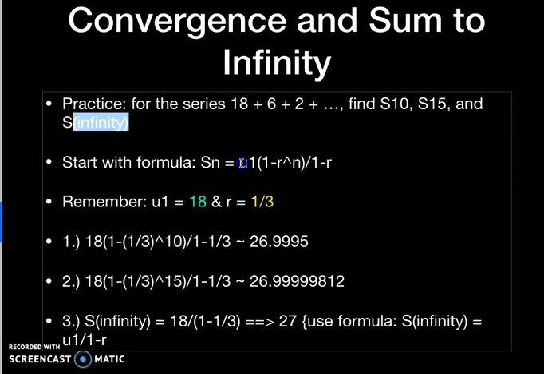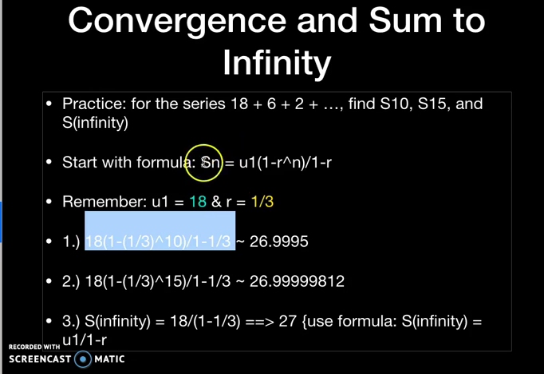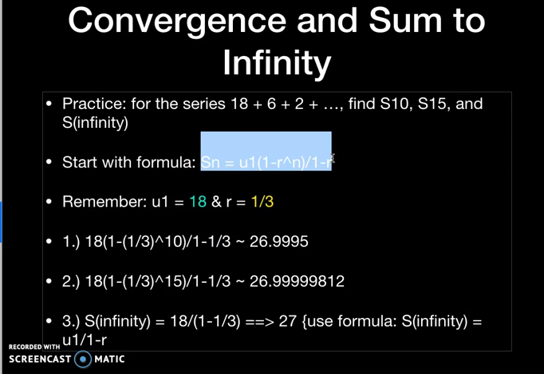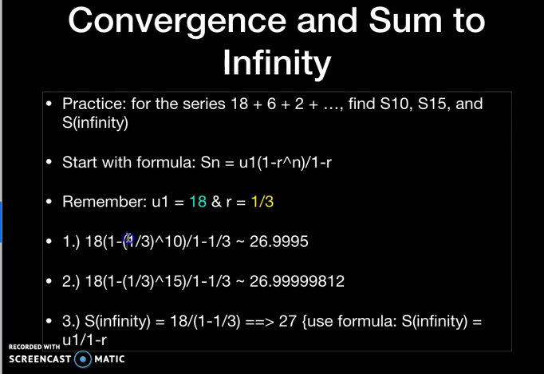So again, for the first two, because it is basically a geometric series formula, we're going to be using this formula right here because we're not summing to infinity, we're just actually trying to find the sum of a geometric series. So basically that's what I did. I input the values. I input U1, which is 18. I left the 1. I put the ratio value, which is 1/3 to the 10th power because of the fact that we have S10. And I divided that by 1 minus 1/3, and I got 26.9995.